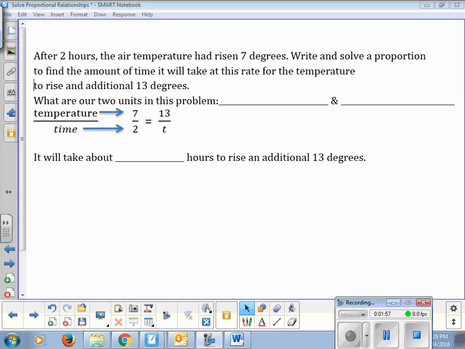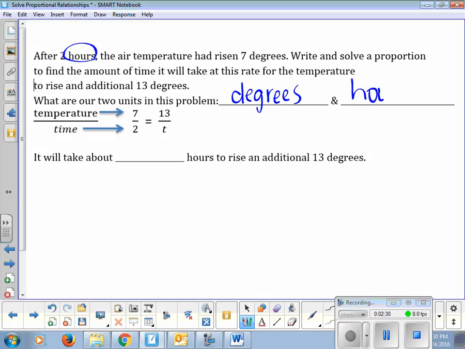Okay, so after 2 hours, the air temperature had risen 7 degrees. Write and solve a proportion to find the amount of time it will take at this rate for the temperature to rise an additional 13 degrees. What are the 2 units in this problem? We have temperature, which is measured in degrees, and we have time, which is measured in hours.